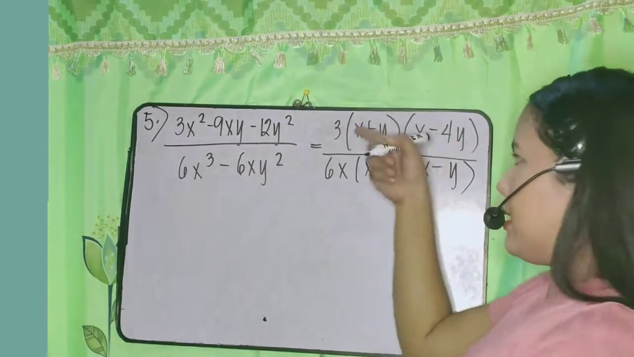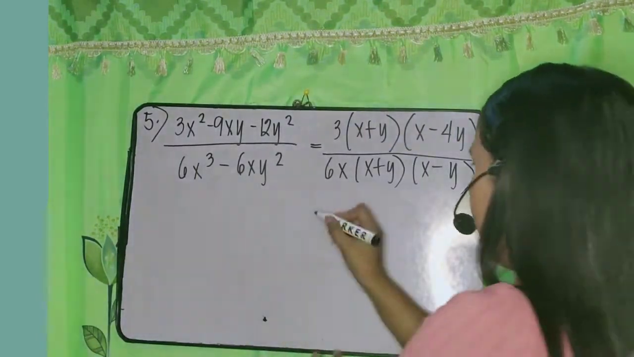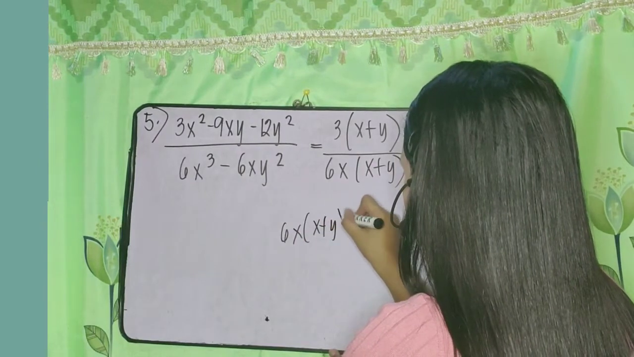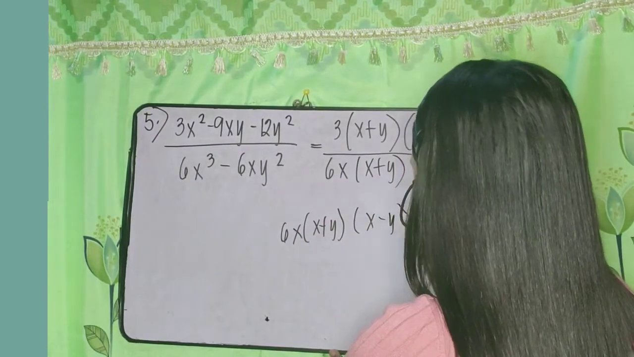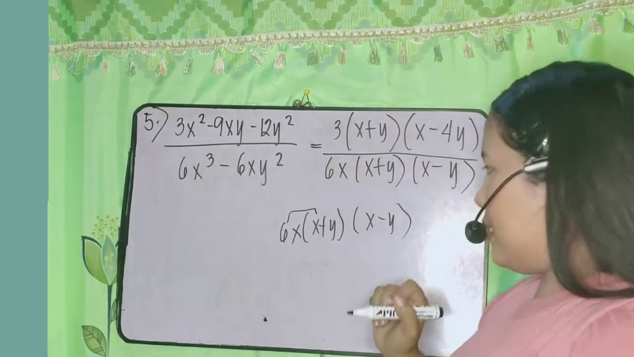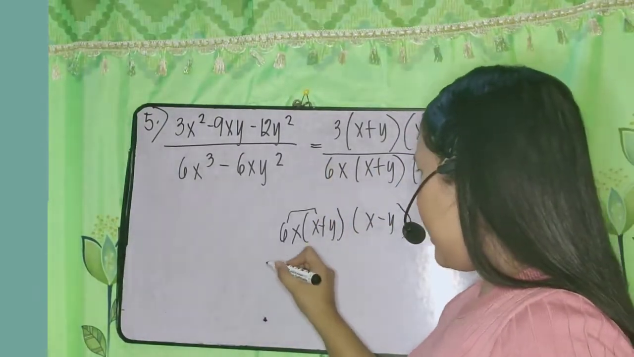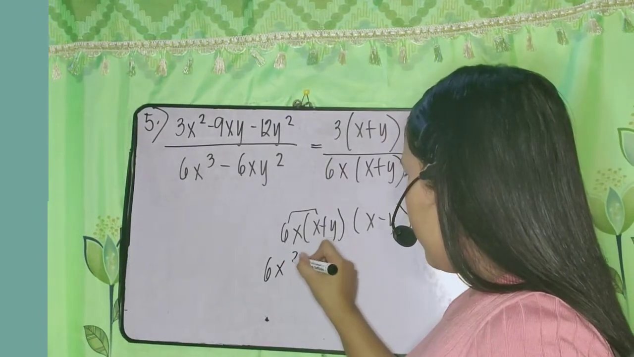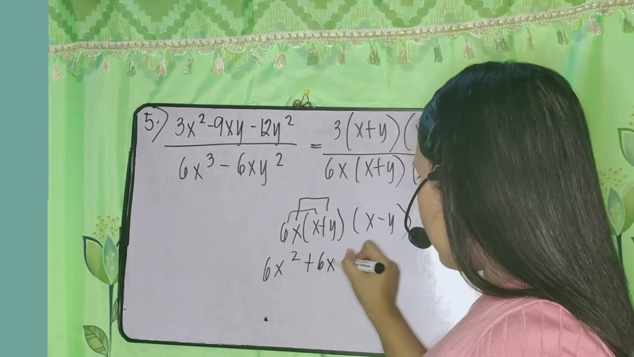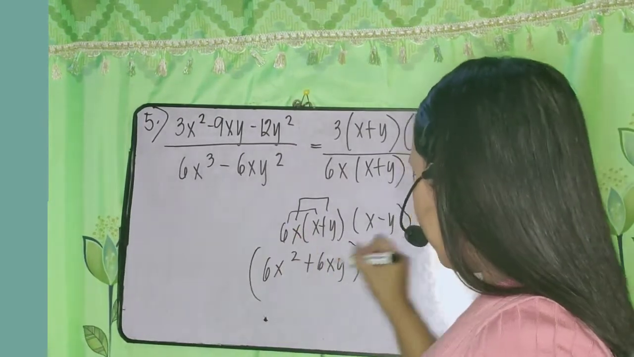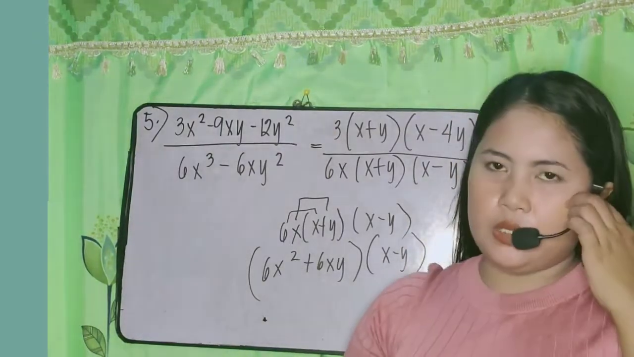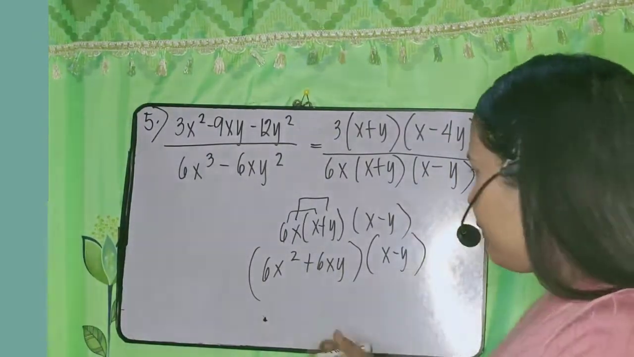So, yung sa numerator natin is na-correct na natin siya. So, we have 6x, x plus y, and then x minus y. Okay, so, again, first, distribute natin yung 6x. So, 6x times x, we have 6x squared. Then, 6x times y, we have plus 6xy. Then, kopyahin po natin yung second factor, which is x minus y. Then, gamitin na po natin is yung FOIL method ulit.